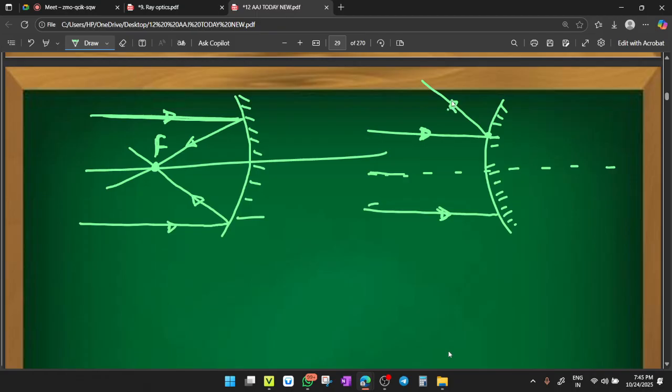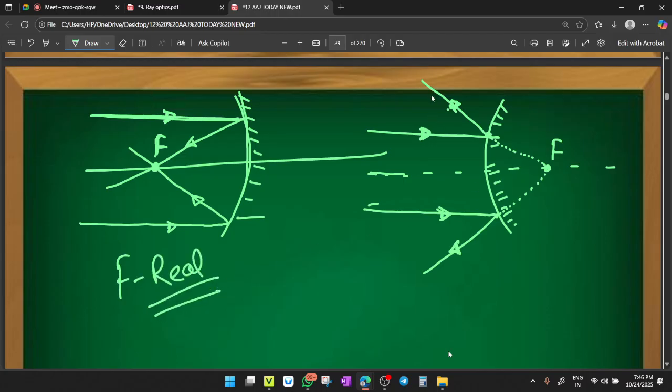Agree or not agree? Yes, so these rays reflect like this. Now make them extend inside the mirror. In real time, they cannot meet, but they just appear to come from this point. Yes or not? So this point is called focus. So in the case of a concave mirror, your focus will be real. Here, your focus point will be real. But in the case of a convex mirror, your focus will be virtual. Got it?